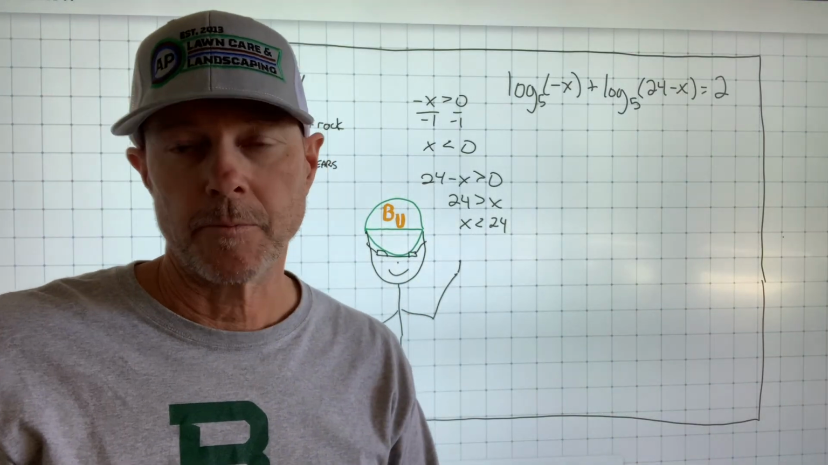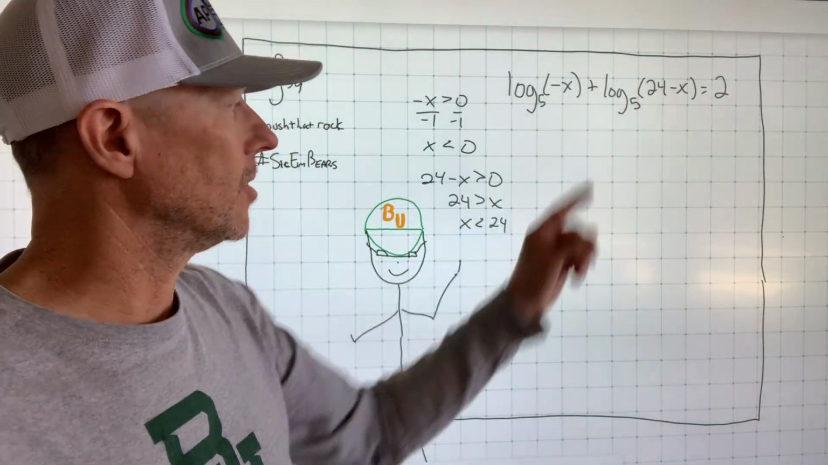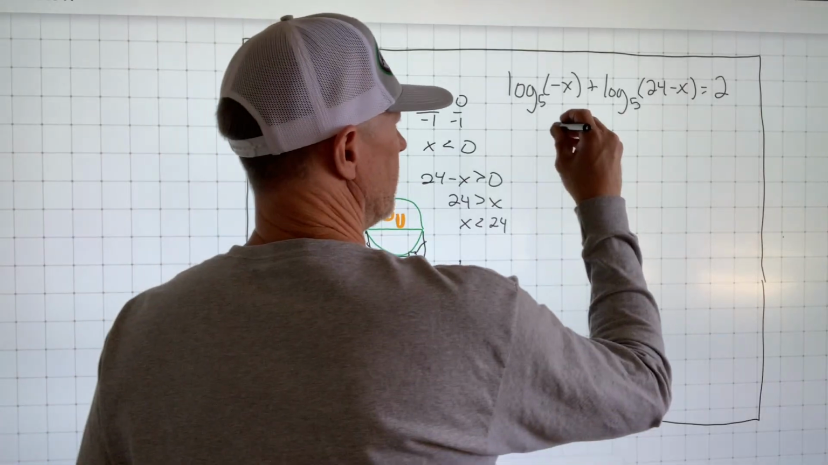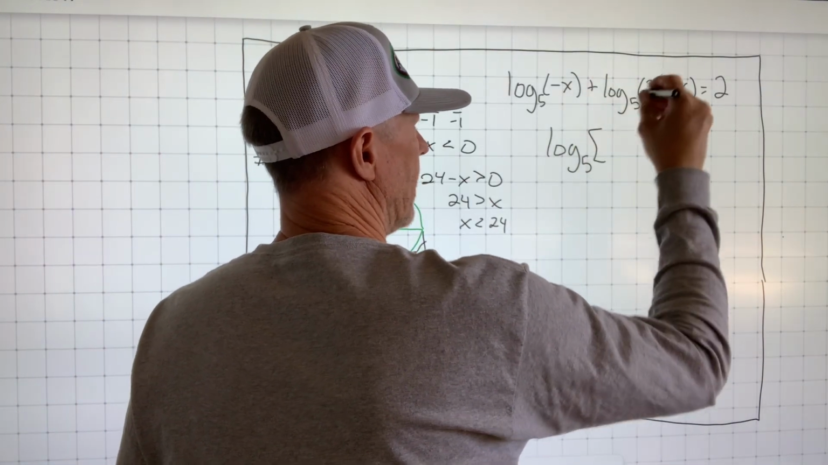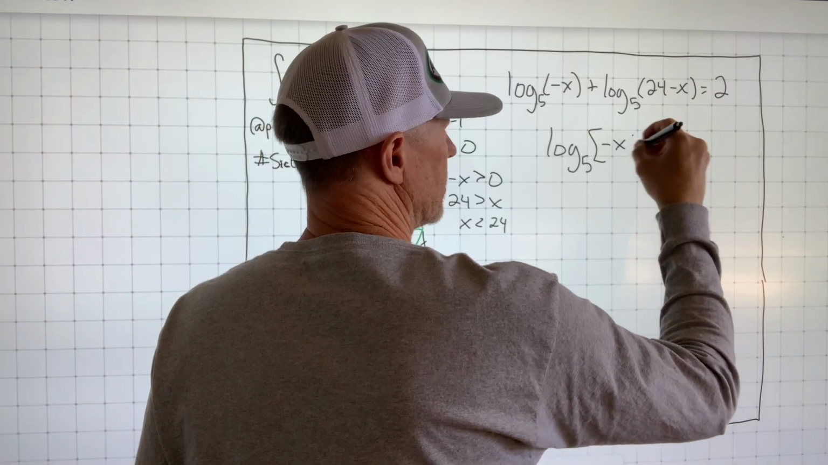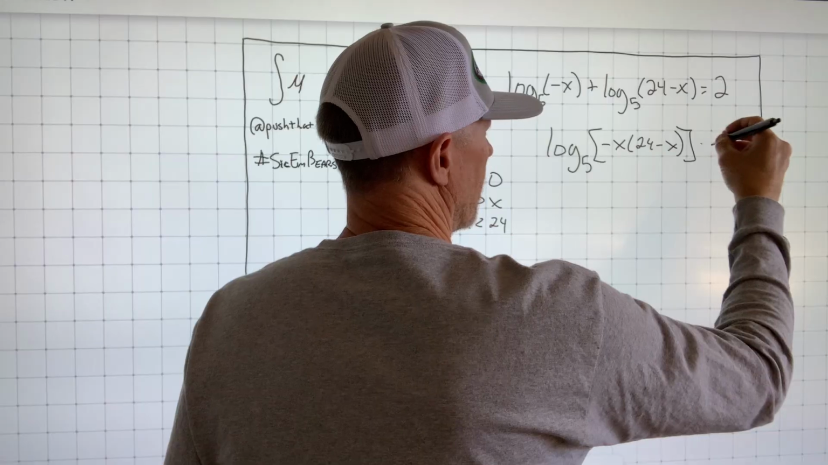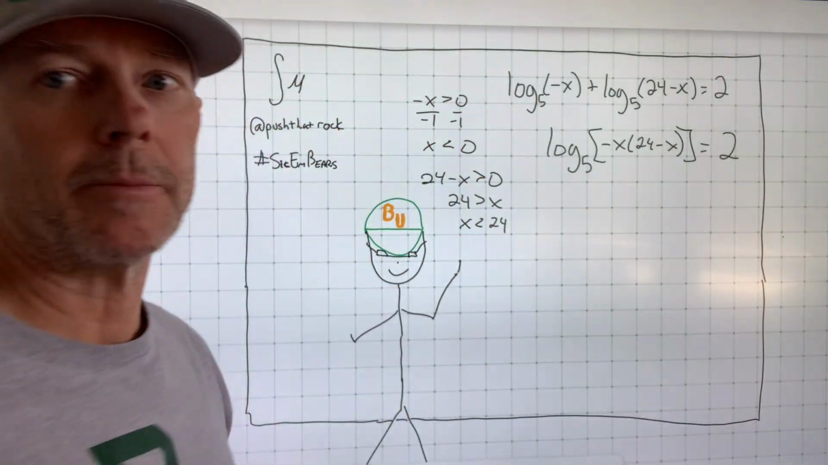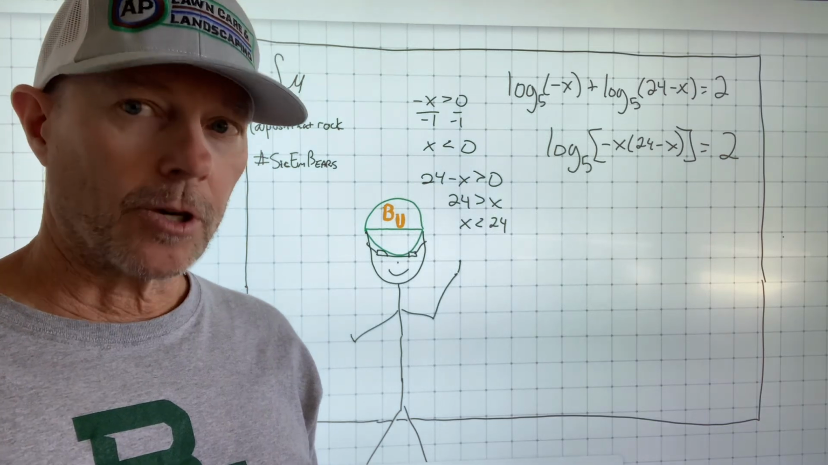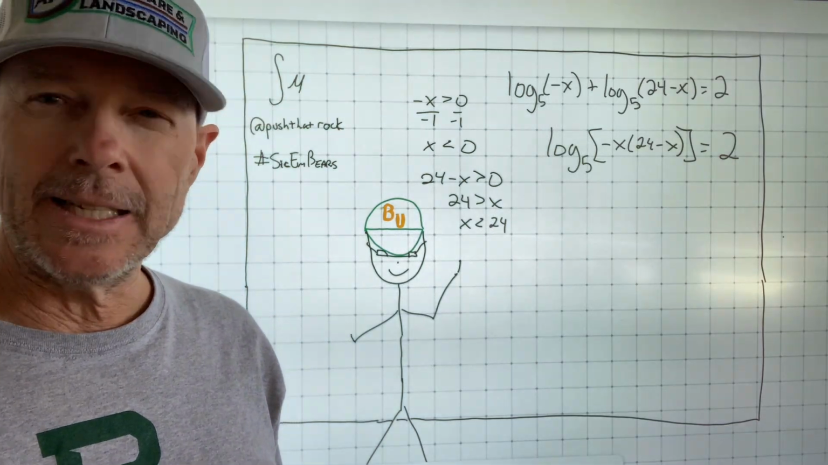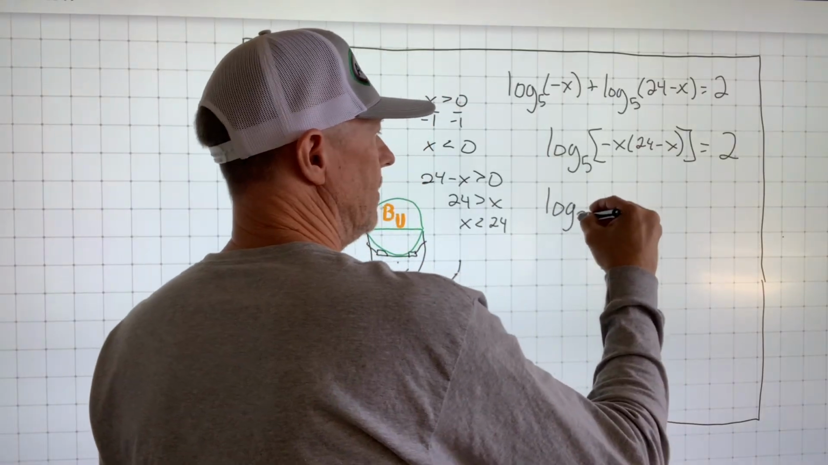All right, we're ready. Let's use that sum of logs property that we mentioned. When you have a sum of logs, you can get a single logarithm, but you multiply the argument. So I'm going to have a negative x multiplied by 24 minus x. So we use the sum of logs property to turn it into one log. Now, before I go any further, I'll go ahead and simplify inside the argument. So I have log base 5.